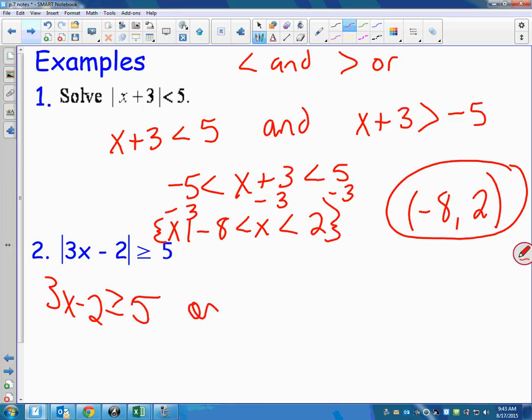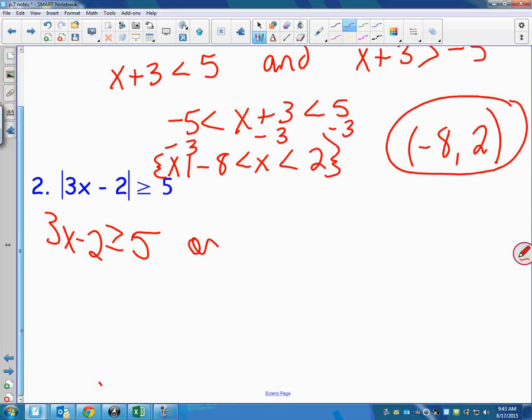Or, right? So we flip our inequality sign and we make it negative. And we can't put this one all as one thing because that's what makes it an or.